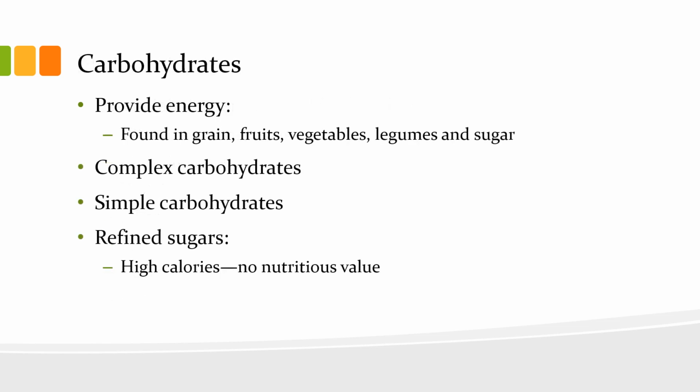So we have carbohydrates. Those are chemical substances. They can be broken down by the body into simple sugars, which we call glucose. That helps provide energy to all the cells. You find carbohydrates in grains, whole grains, fruits, vegetables, legumes, sugar. There are complex carbohydrates, the ones that are sustained and last a lot longer. Simple carbohydrates are very short acting. And then, of course, you have refined sugars, which are high in calories, and they have no nutritious value at all.